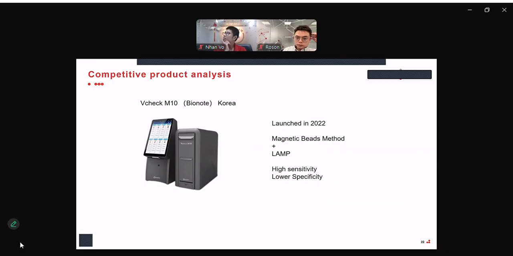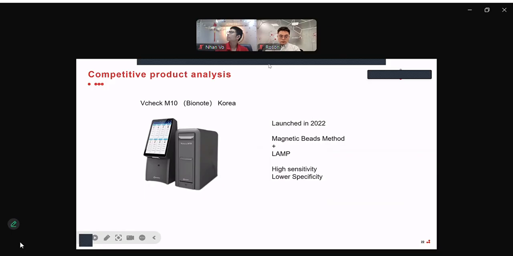The Incycle machine was launched in the market in 2018, and nowadays we have collected over 1.7 million testing reports as backup statistics to prove the accuracy and stability of the machine. But the VCheck M10 has a higher price, and because its launching time is not as early as the Incycle machine, they don't have so much data.